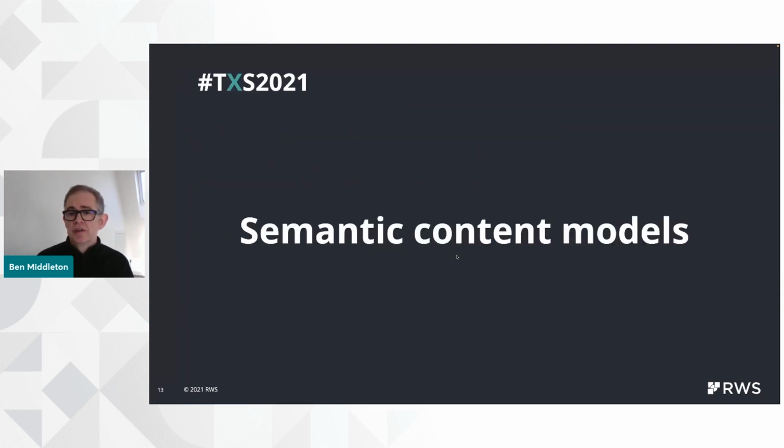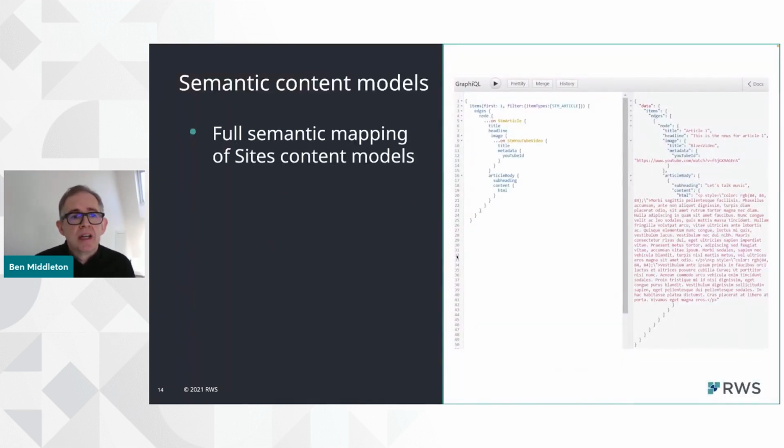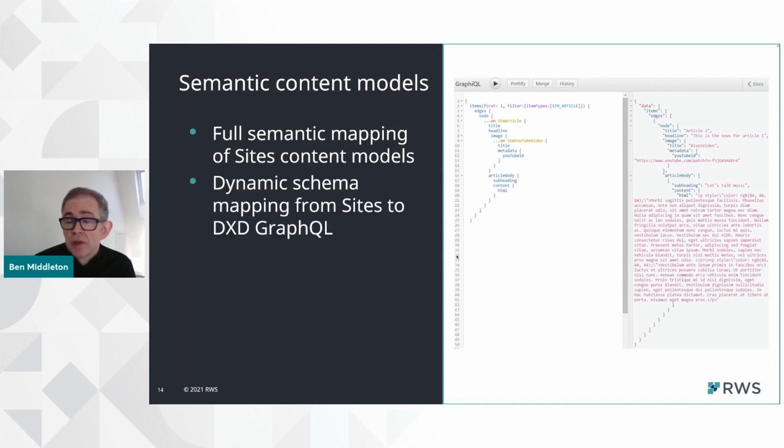Next up, I want to touch briefly on our semantic content models, and Paul will share a better session on this later today. Essentially, what it provides is automated semantic mapping of Tridion Sites content models. If you've defined your schemas within Sites, these are now dynamically, on the fly, exposed within our GraphQL content service. It means you no longer have to drill into data models buried deep within some nested JSON. It's now far more elegantly exposed.